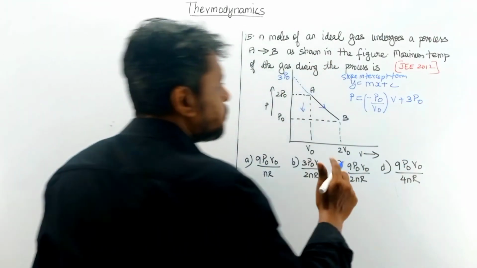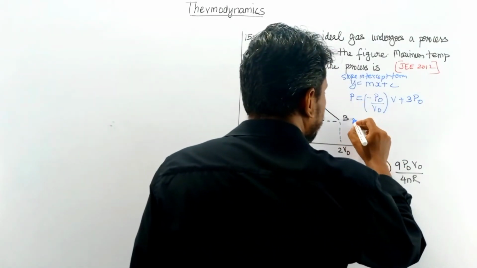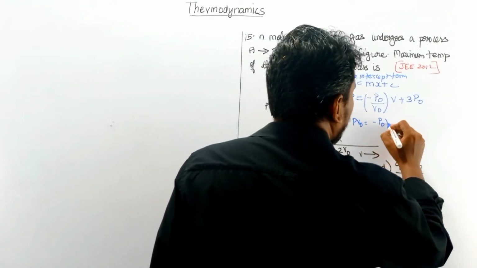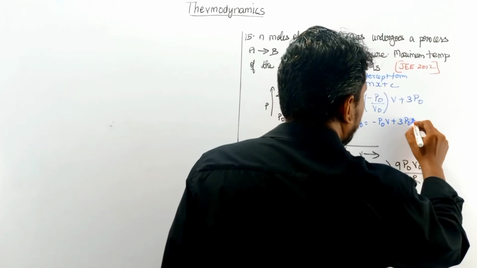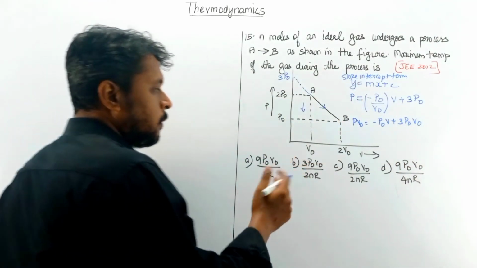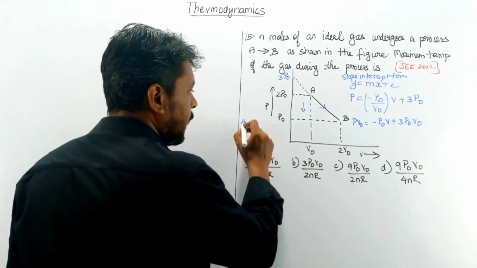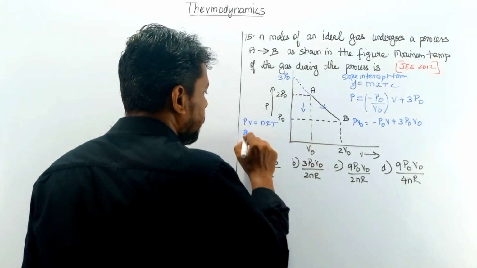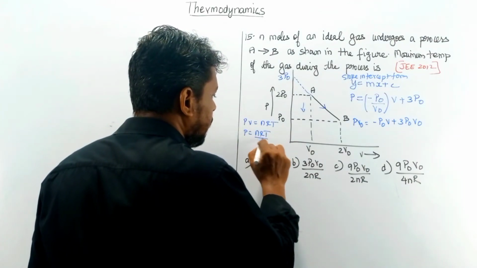Okay, so when you cross multiply, we see that P V naught is equal to minus P naught V plus 3 P naught V naught. Now from the ideal gas equation you know that PV is equal to nRT. So you know that P will be equal to nRT by V.